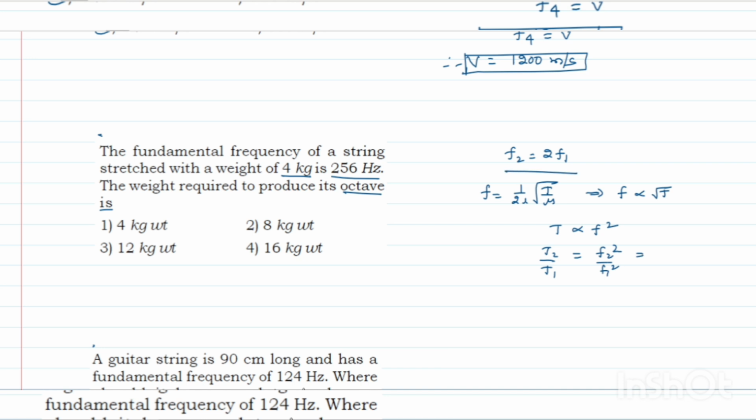F2 we got as twice, since octave means twice. So it's 4 F1 square by F1 square, and F1 square gets cancelled. So T2 equals 4 times T1, that is 4 into T1. T1 is 4 kg weight as given. It's nothing but 16 kg weight, which is the correct answer.